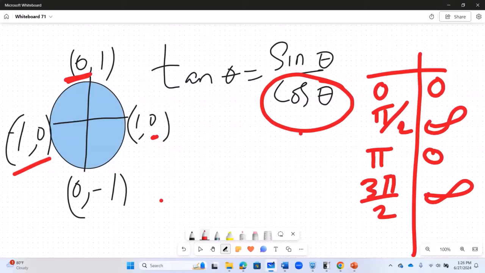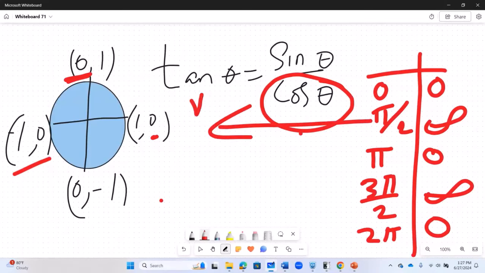All right. Tangent of 360, that is 2 pi. At 360 the point is (1, 0). Sine over cosine, so 0 over 1, that is 0. So at these points, tangent has a vertical asymptote, VA.